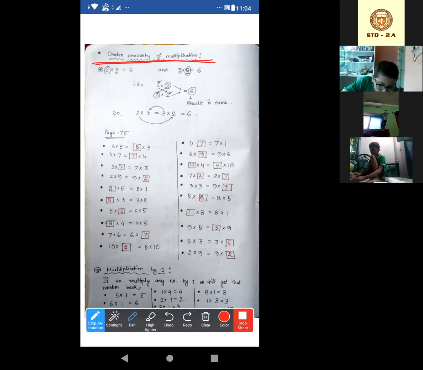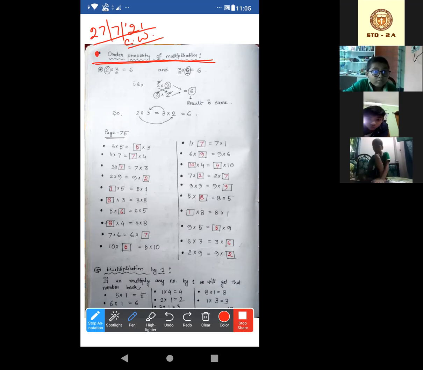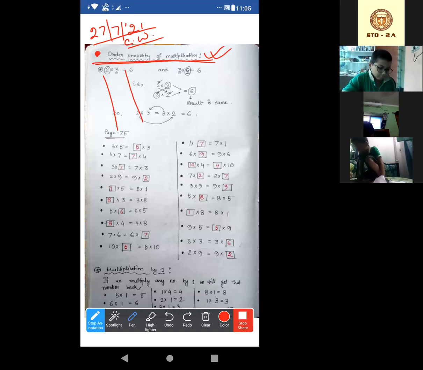Acha, before that, put the date and write CW, okay? Almost every day I am saying, put the date, 27th of July, and then write CW. All of you then make a bullet, okay, and write order property of multiplication. Okay, now no need to write this one right now. At first, let me explain, okay?